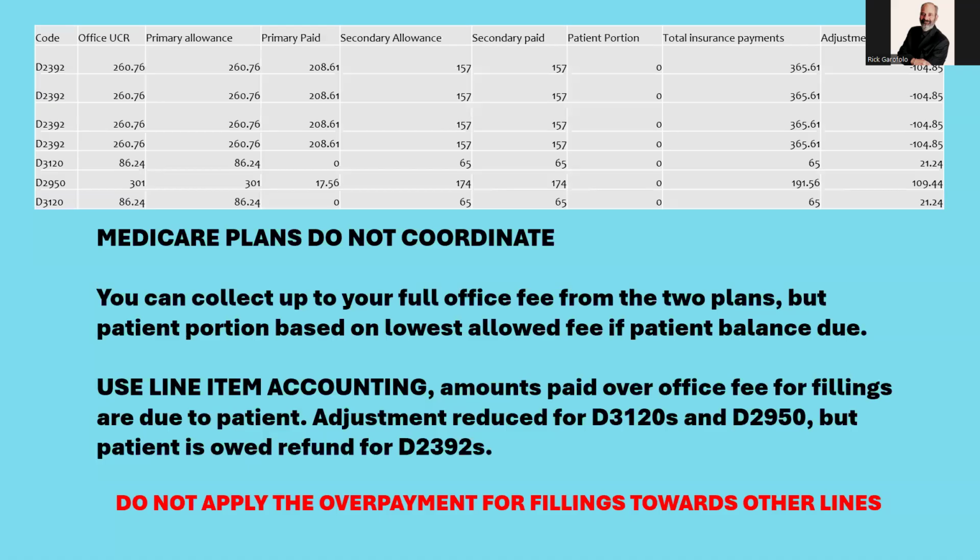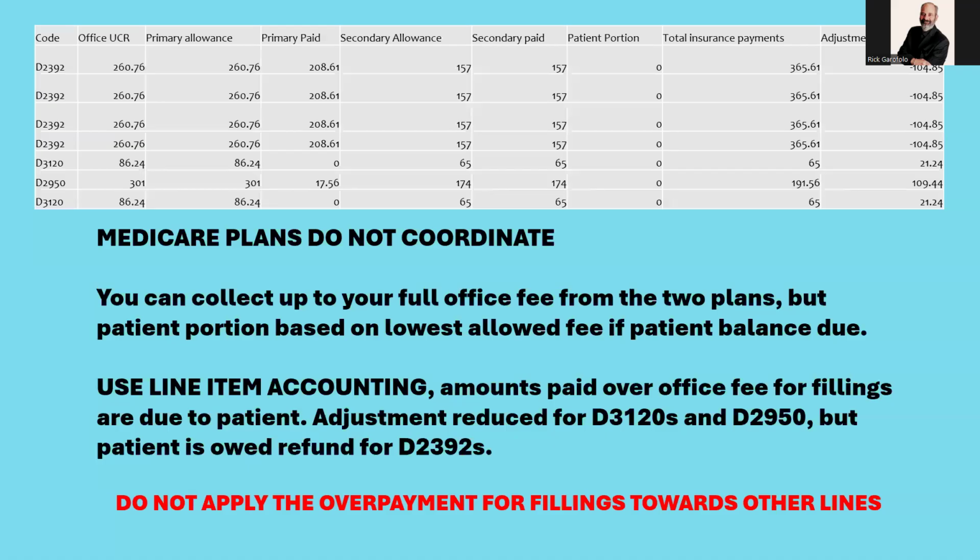However, for the buildup, they paid $17.56. They paid $174. The allowance is $174. I've lowered my adjustment and collected an extra $17.56. Not huge money. But here's my question for you.